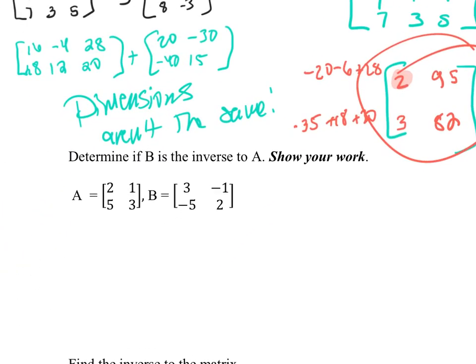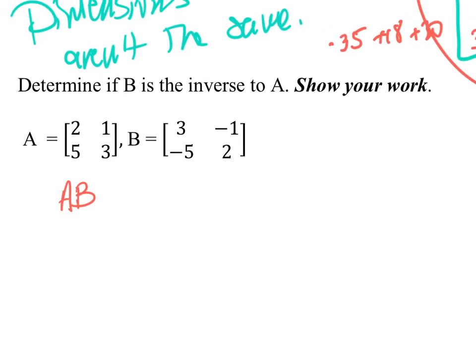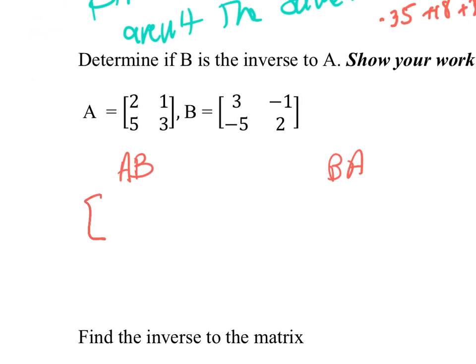Now I go down here, and to show that A and B are inverses, that means, guys, remember, we have to multiply A times B to see if we get the identity matrix, and then B times A. So my A is 2, 5, 1, 3 times B, which is 3, negative 5, negative 1, 2.